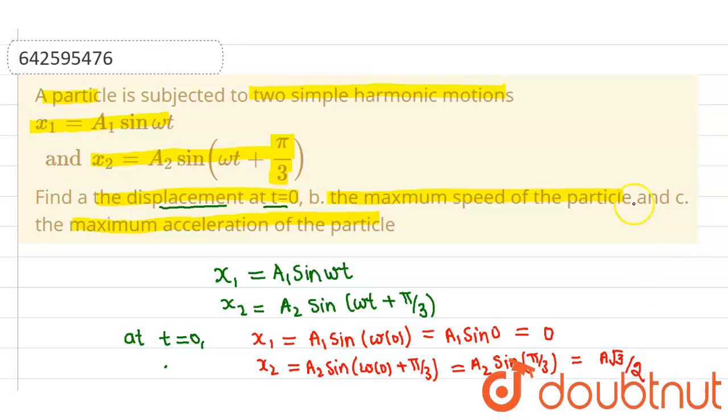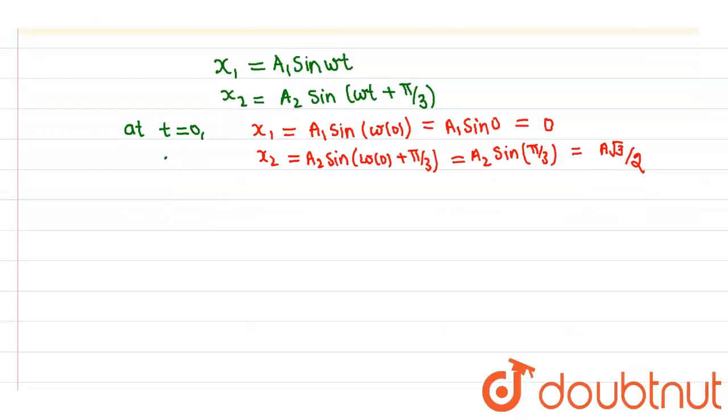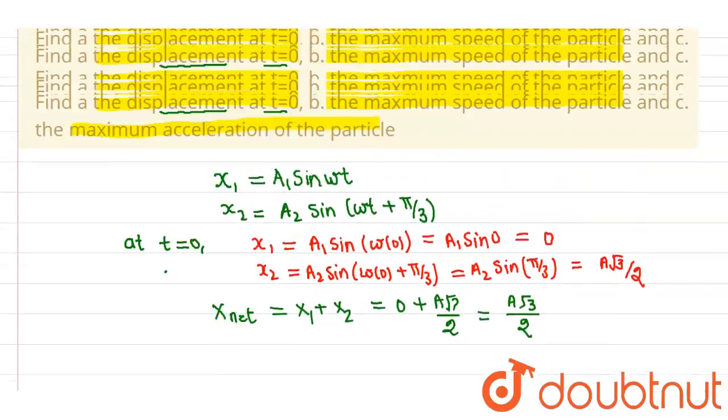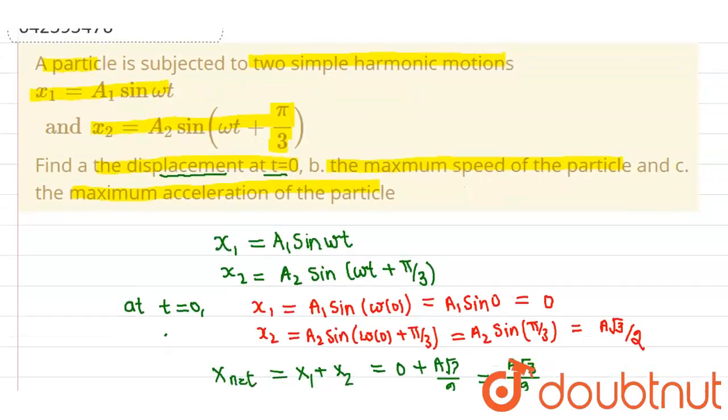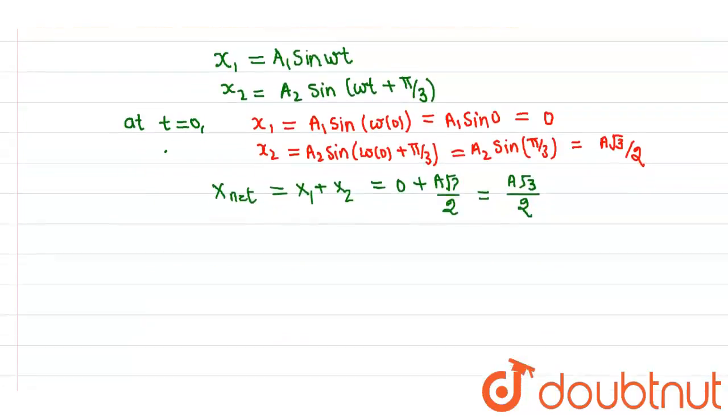Now the net displacement will be given by x net equals x1 plus x2. x1 is 0 and x2 is a root 3 by 2, so the net displacement is a root 3 by 2. Now what is the second thing we have to find out? The second thing is the maximum speed of the particle, and the third is the maximum acceleration of the particle.